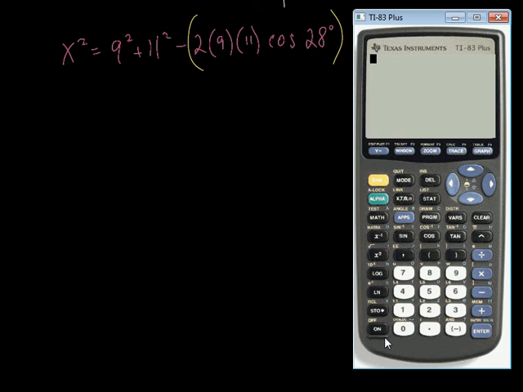So let's put some stuff in. I'm not going to do the square root yet. I'll do that at the very end. But watch, I'm going to put 9 squared plus 11 squared minus, now what do I put? Do I just put 2 times 9? Put a parentheses. So watch, here's a left parentheses. I put that in there. And now I can go ahead and put my multiplication in. It's 2 times 9 times 11. And then cosine, I don't have to put times. All I got to do is hit cosine on this calculator of 28.